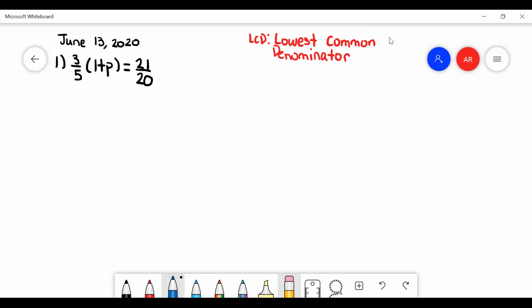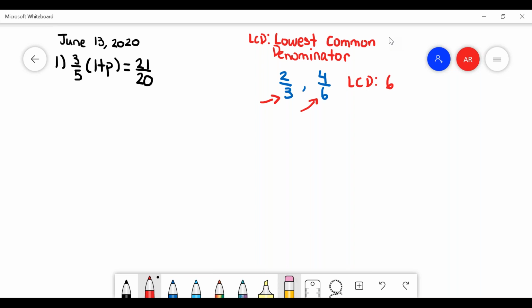For example, if you had the fractions 2 over 3 and 4 over 6, as you can see, the denominators of these fractions are 3 and 6. When we find the LCD of these two fractions, we need to take a look at what we have in the denominators, and figure out the smallest possible multiple of the numbers in the denominator. In this case, the smallest possible multiple of 3 and 6 is 6. So therefore, the LCD, or lowest common denominator, is 6.